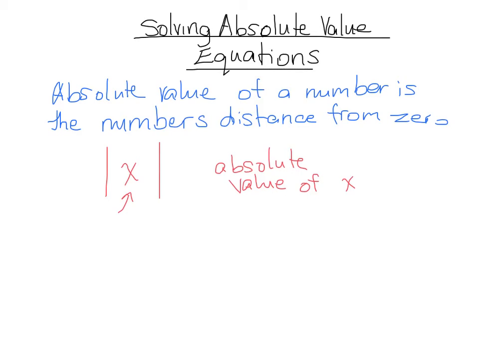If we have the absolute value of negative 3, it just means the distance of negative 3 from 0, which is 3. But if we have the absolute value of 3, it means the distance of 3 from 0, which is still 3.